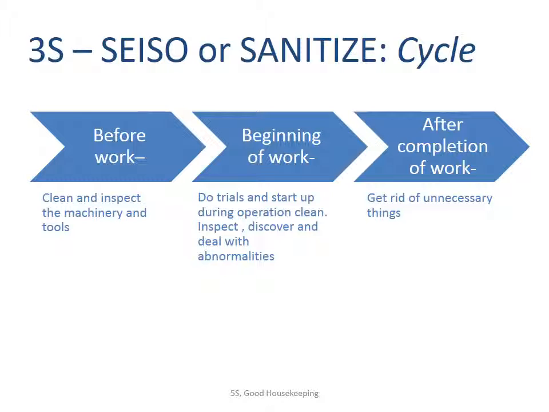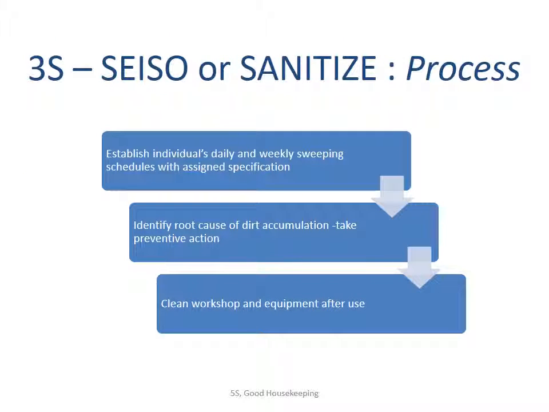And once you complete your work, after completion of the work, make sure that the unnecessary things are taken out and the machine is clean for the next person to work. The process is to establish daily and weekly sweeping schedules or cleaning schedules and assign specifications. Clearly write what are the parameters based on which the cleanliness will be evaluated. If you can really have quantitative measurable metrics, it really adds a lot of value. Identify the root cause of dirt accumulation and prevent the dirt from happening, and clean the workshop and equipment after use, and also inspect how these machines are really working. Are they perfect? Are they fit for the next person to start?